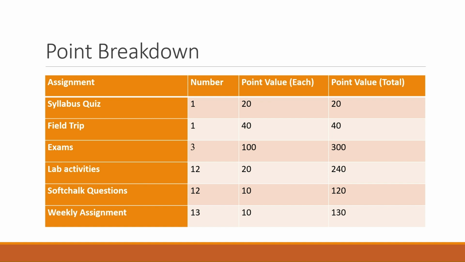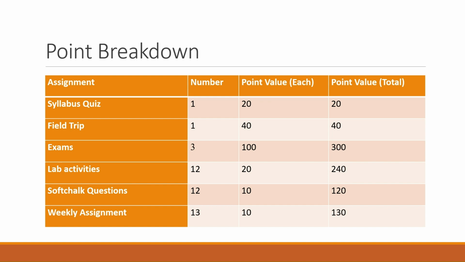There is a field trip that's going to be due much later in the semester, worth 40 points, or 2 lab activities. There are going to be 3 exams, each worth 100 points total, and that's going to make up a significant portion of your grade, as you can see here. Then the lab activities were 240 points.